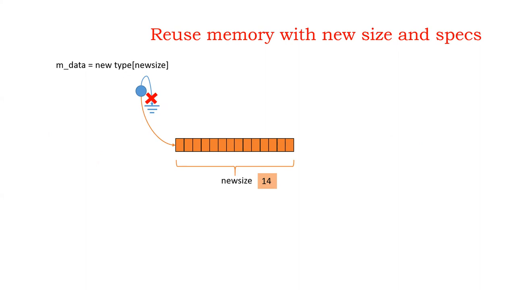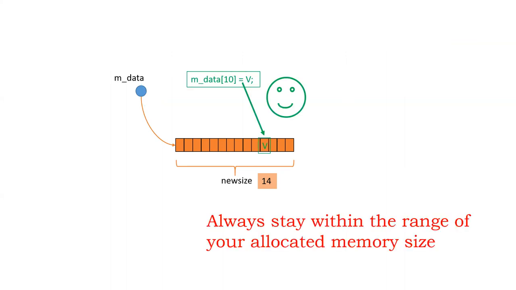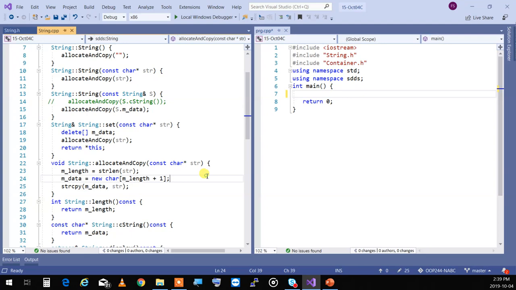So yeah, after deletion, you can reuse the memory for whatever you want and always stay within the range of your memory management. Are we okay with this? All right. So this part was the dynamic memory allocation that we dealt with before.